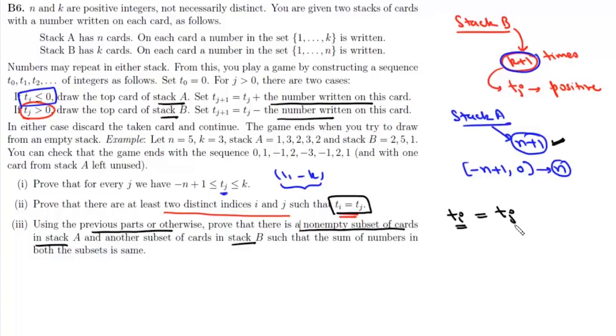And since these two values are equal, it means that the set of cards drawn at i plus 1, i plus 2, up to j must sum to 0. And if it is 0, then it means the sum of positive numbers must be equal to the sum of negative numbers. That is, the sum of cards drawn from stack A must be equal to the sum of cards drawn from stack B. And this is how we prove such questions.